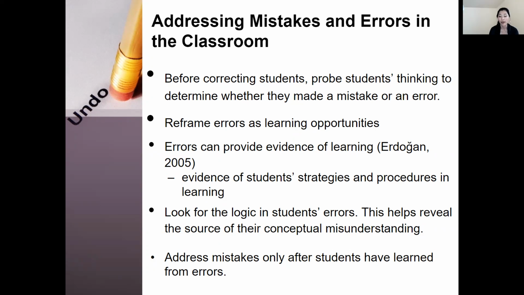Errors, in fact, have been proven to provide evidence of learning. And this was because when students are able to see the strategies and procedures that they're using, they can think about how they have understood that procedural knowledge. So we need to look for the logic in students' errors, and this will help us reveal the source of their conceptual misunderstanding. Finally, we only address mistakes after students have learned from their errors.